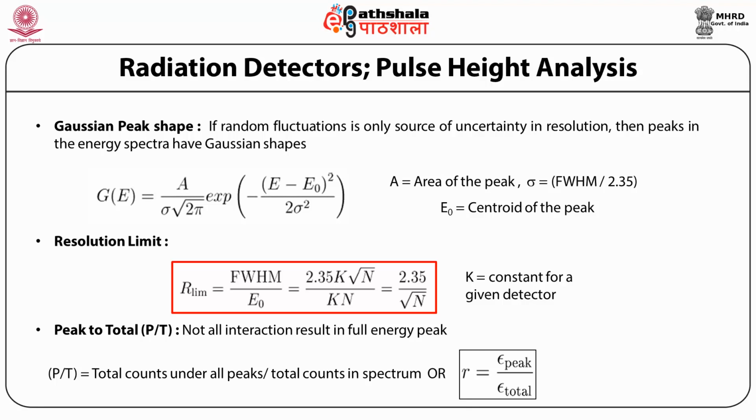Why is that important? Because photo peaks indicate the complete absorption of photon, whereas the background indicates inefficient absorption of gamma photons. So not all interactions result in full energy peaks. So peak to total is defined as total counts under all peaks divided by total counts in the spectrum, or R is equal to epsilon peak upon epsilon total.